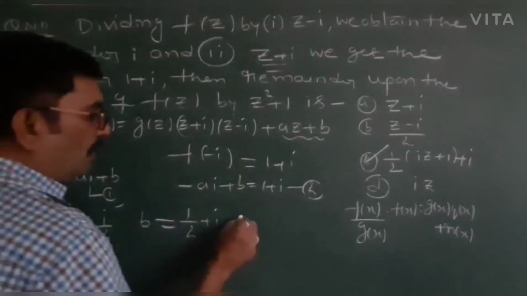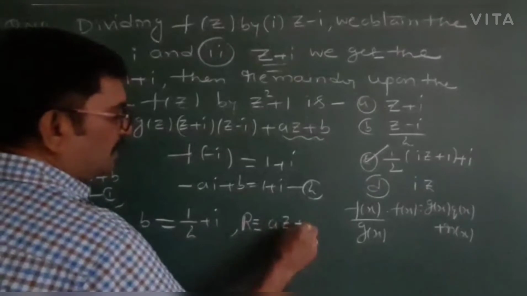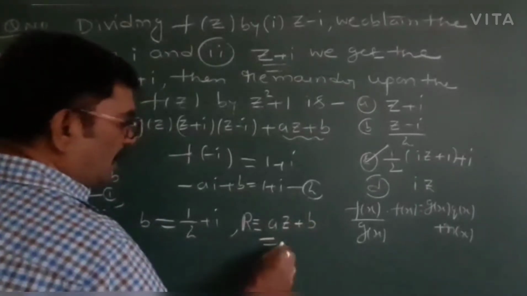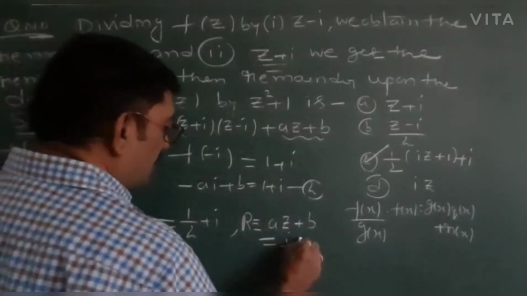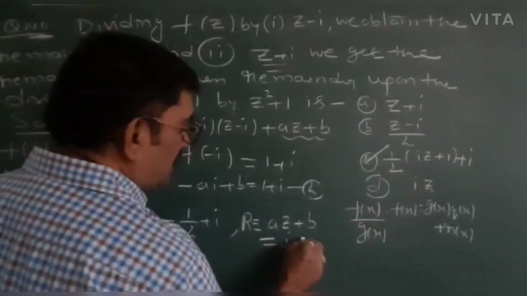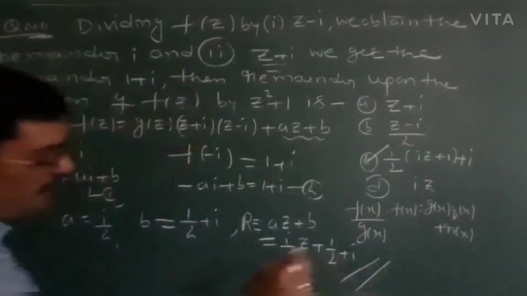So what is your remainder? The remainder is az plus b. Substitute, it becomes i by 2 into z plus 1 by 2 plus i, which is the required answer.